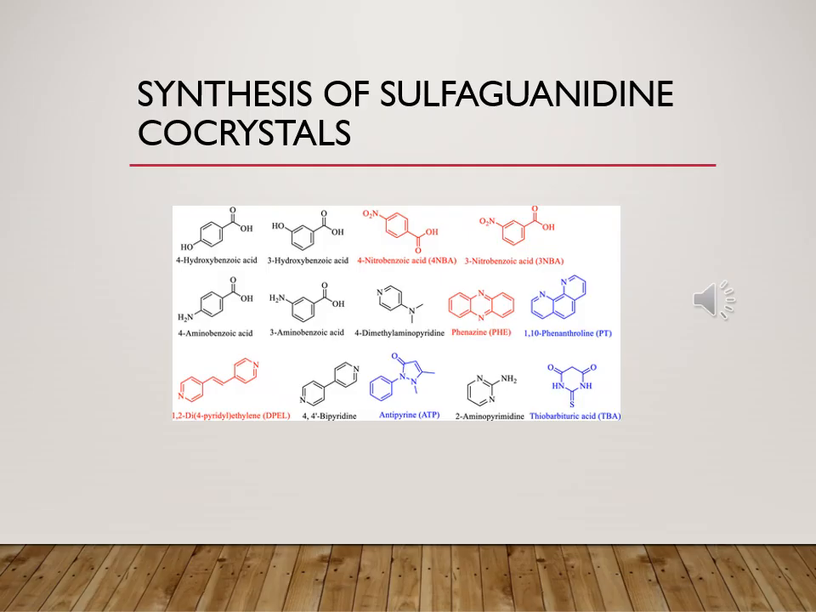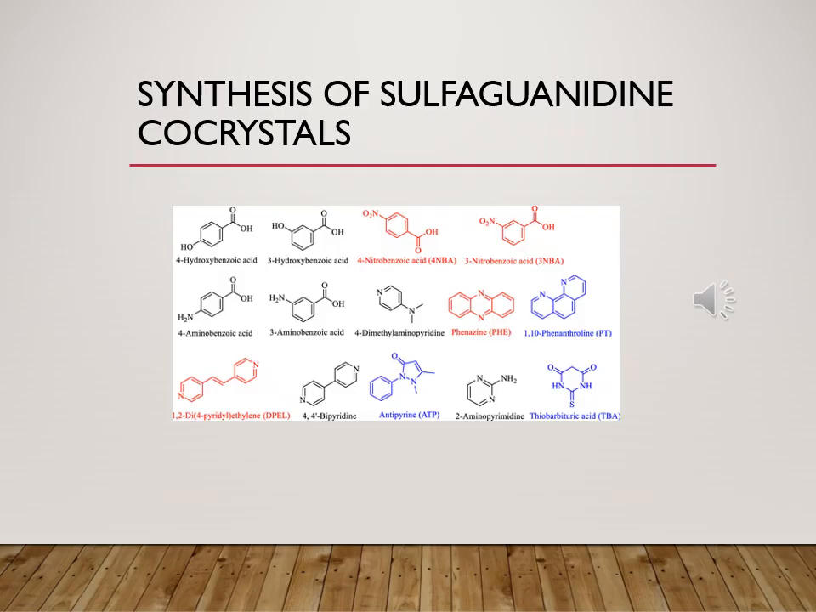The figure in this slide shows the variety of coformers tested with sulfaguanidine. The structures highlighted in red are coformers that produce stable co-crystals, while the structures highlighted in black were unstable co-crystals, and the structures highlighted in blue were co-crystals used in previous findings.